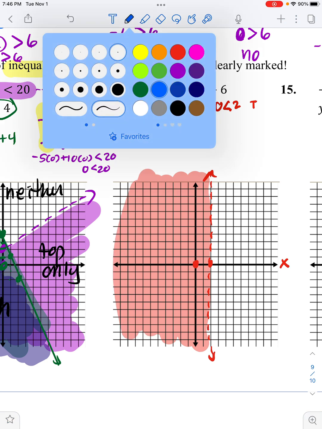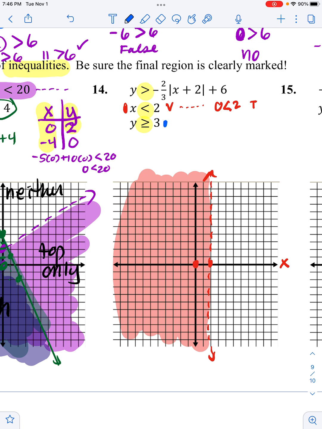Then let's take a look at this guy. This one only crosses the Y at 1, 2, 3. If it only crosses the Y, never crosses the X, it's going to be horizontal. The symbol is greater than or equal to, so the line is going to be solid. So I have a solid horizontal line coming across the Y-axis at 3, and then test 0, 0.